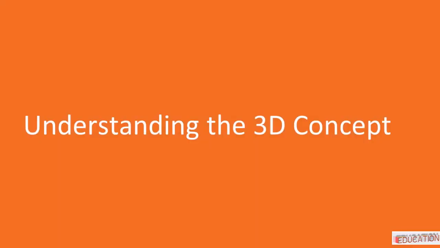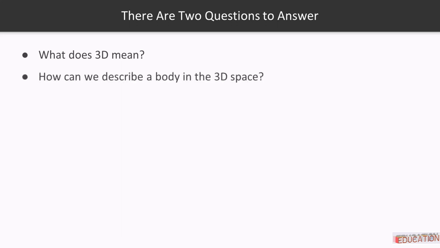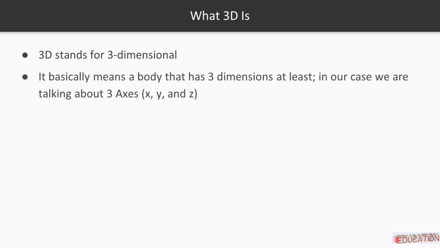Understanding the 3D concept. To understand the 3D concept, we need to answer two questions. The first one is, what does 3D mean? And the second one, how can we describe a body in the 3D space? 3D stands for three-dimensional. Basically, it means a body that has 3 dimensions at least, like a cube. In our case, we are talking about 3 axes, X, Y, and Z.